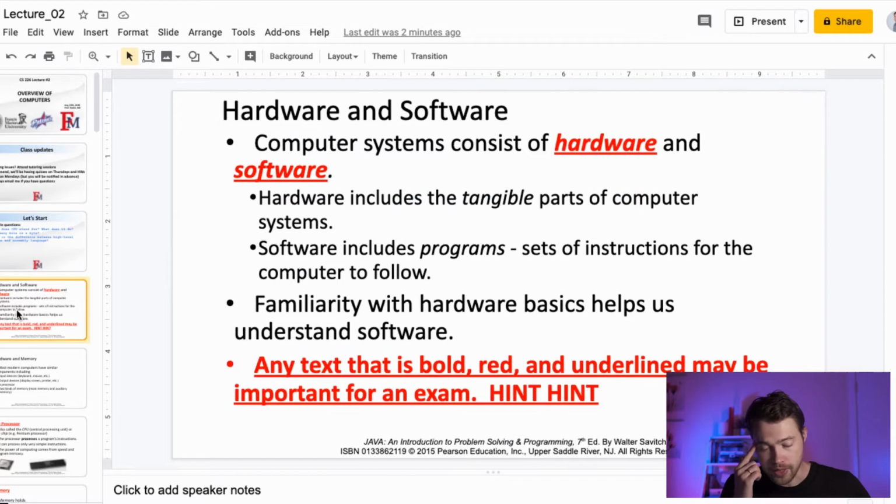Okay, so hardware and software. Computer systems consist of hardware and software. Hardware includes tangible parts of computer systems, everything which you can feel, everything which you can touch, which are the motherboard, graphics card, SSD, HD, CPU. If you disassemble your laptop, everything you can touch is the hardware. Software includes programs, which are a set of instructions for the computer to follow. As software developers, we need to know both sides. But software is more important, of course, than hardware.